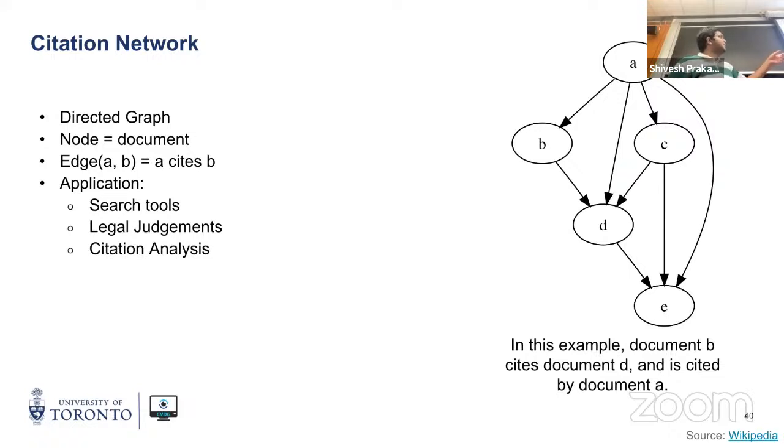And if there's an edge which goes from A to B, you can think that A cites B, and so on. Such a network finds uses in search tools where you want to find similar papers to your work, or you want to read similar papers. It has also been used in legal judgments where you want to see which other cases have cited a similar case, and so on. And it can also help in some citation analysis as well.